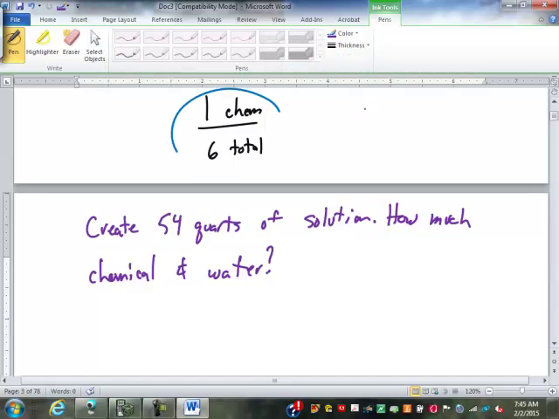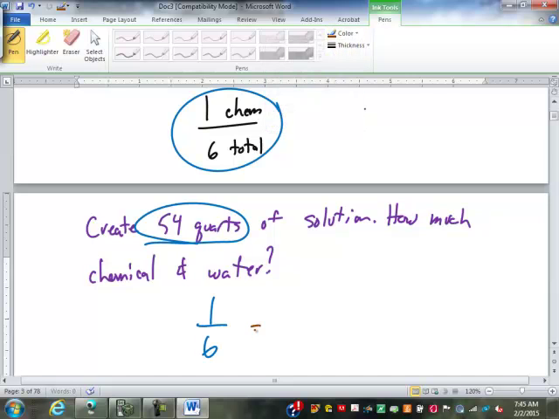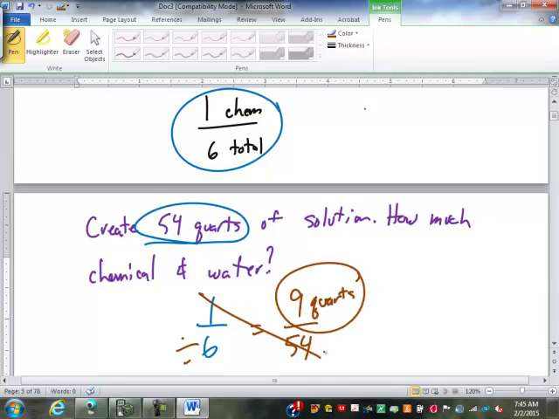Well, to find the amount of chemical, it's really easy. The ratio of chemical to total is 1 to 6. Do we know either the chemical or the total? Yeah, we want 54 quarts. So that one's ready. The total of 6 we can use. We cross multiply and divide, we end up getting 9 quarts of that chemical. Now again, we could subtract to get the amount of water, but let's look at the proportions, the ratios.